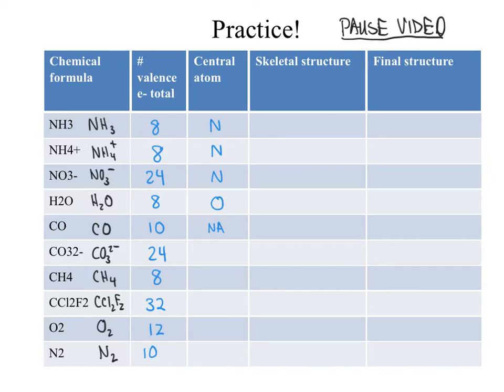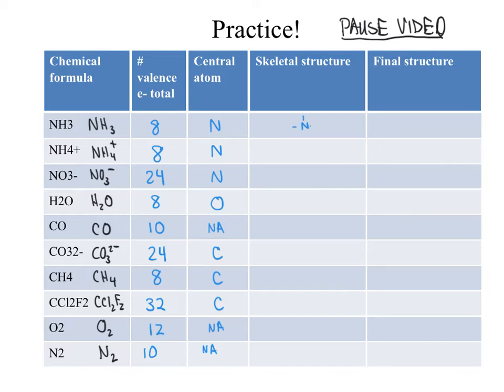When I look at carbonate, CO3, carbon can make 4 bonds, oxygen can only make 2, so carbon is in the center. Same thing with CH4, hydrogen is never a central atom, so carbon has to be the central atom. Group 17 atoms can only make 1 bond, carbon can make 4, so carbon's in the middle. And then O2 and N2 only have 2 atoms, so again, there's not really a central atom, we'll just say not applicable.